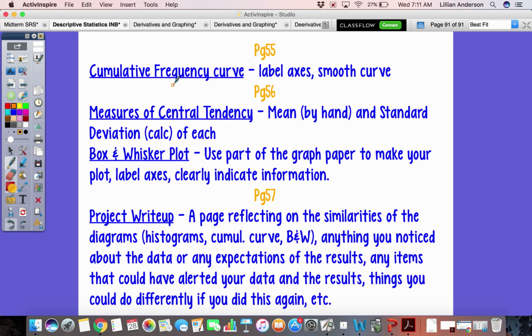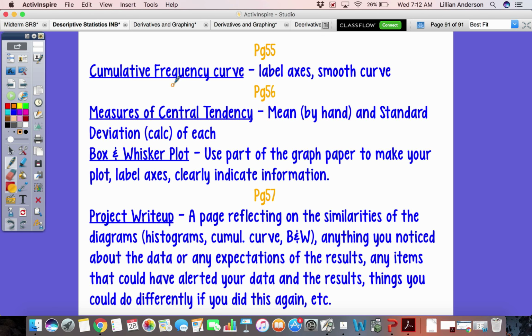Is there a similarity between your histograms, your cumulative frequency curves, your box and whisker? I just went over how a histogram can be distributed, so maybe even comment on that. Is it positively skewed? Is it negatively skewed? Is it symmetric? With your box and whisker, this is a time for you to recognize any similarities, anything you notice about the data. Was there anything that you had expected to happen, or expected to be a result of just by looking at the raw data? Anything. You're basically going to take page 57 and reflect.